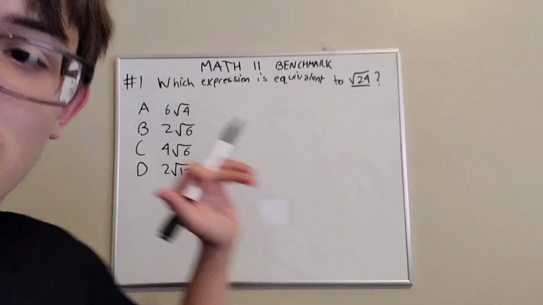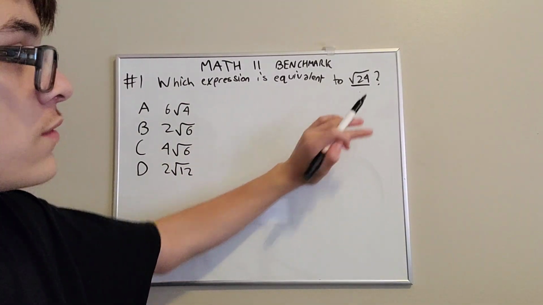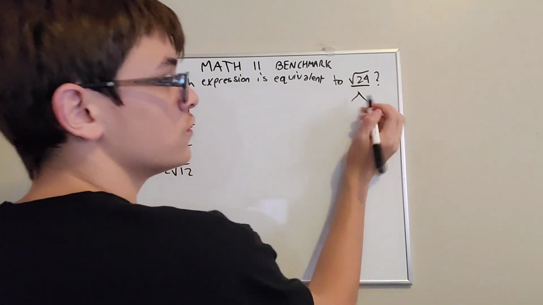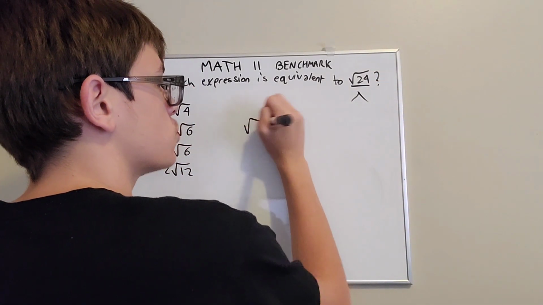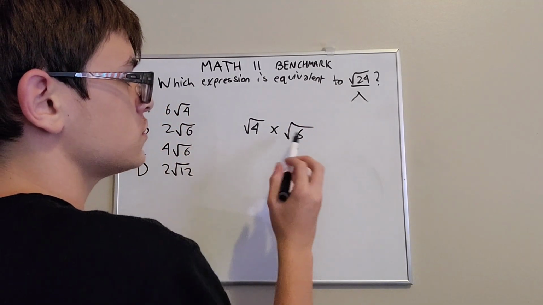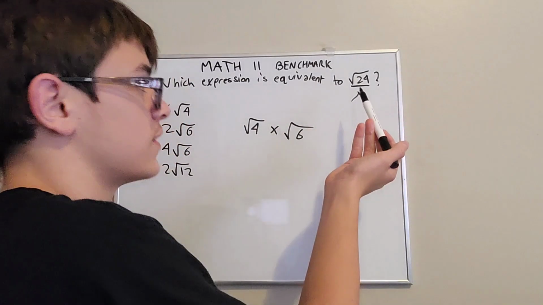We're only doing some. In this example, the greatest common factor that's also a perfect square is 4. So what you need to do is separate this into two factors, which in this case would be the square root of 4 times the square root of 6, because 4 times 6 is 24. So the square root of 4 times the square root of 6 is also the square root of 24.